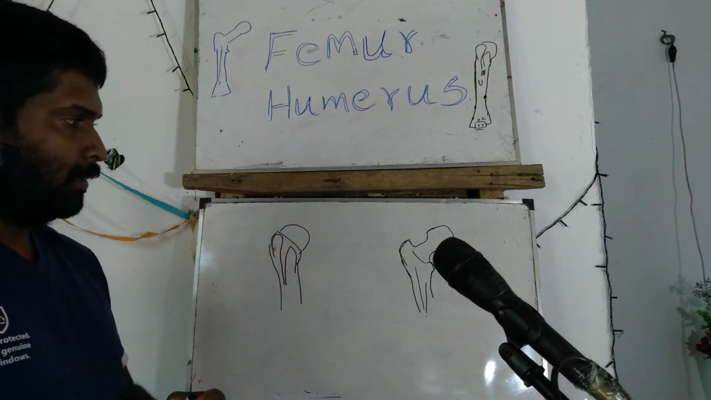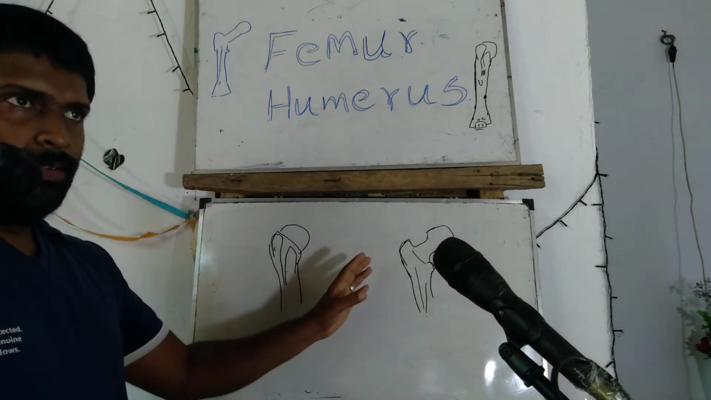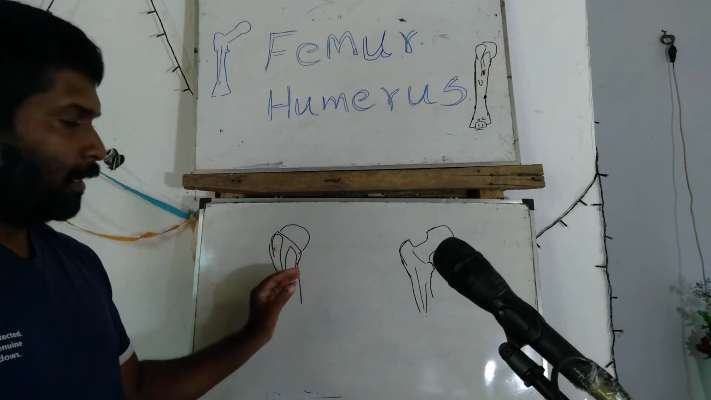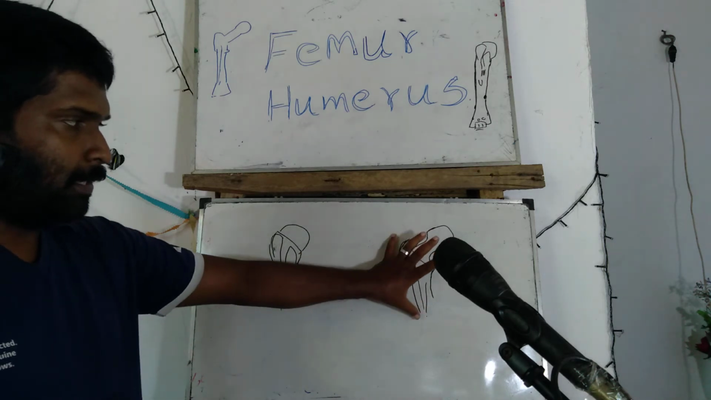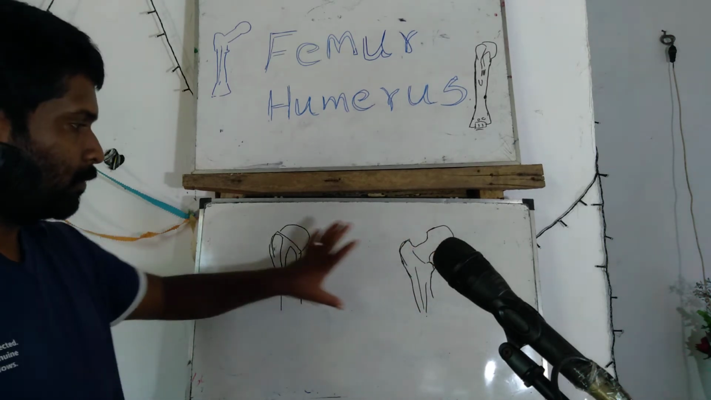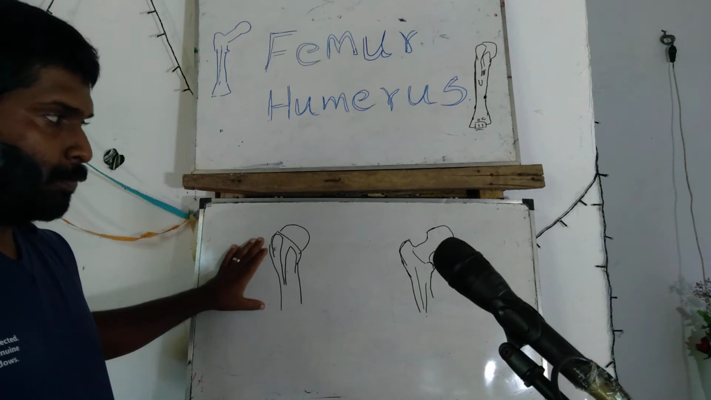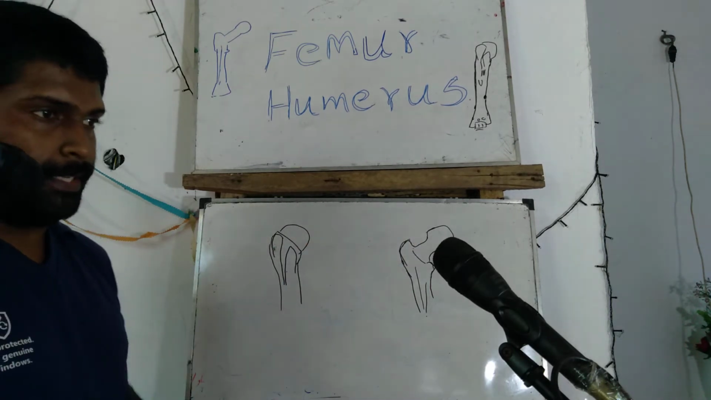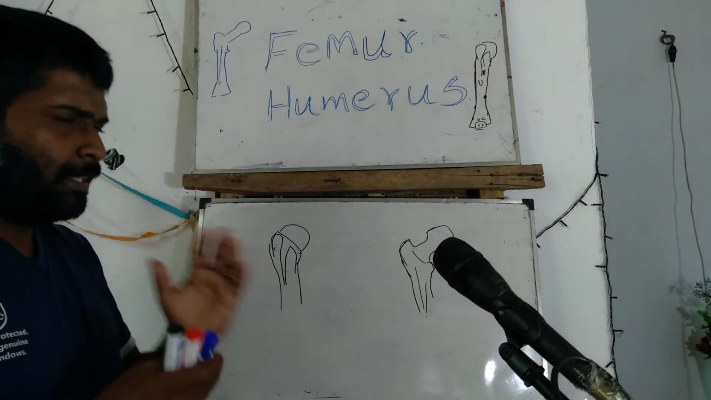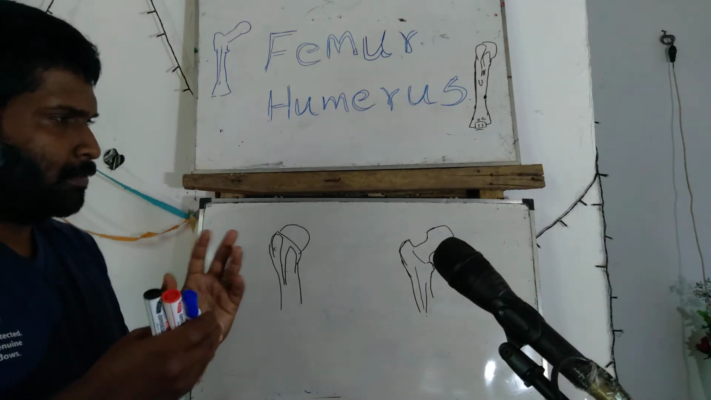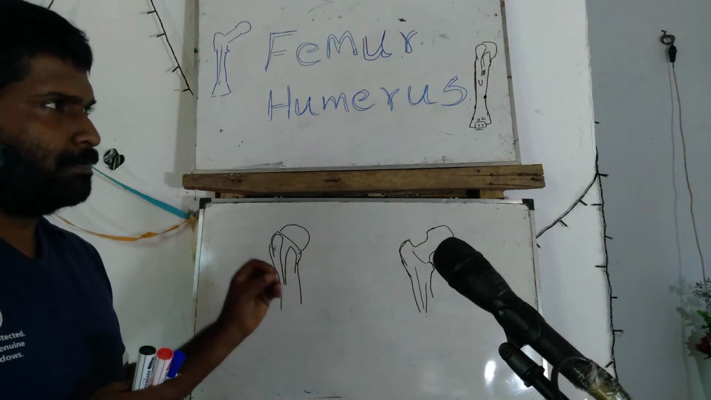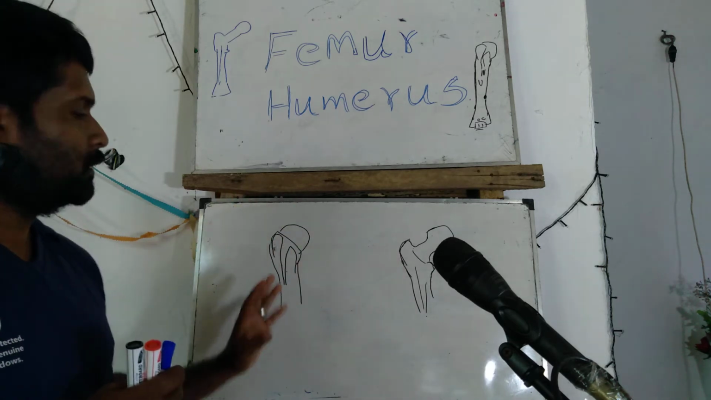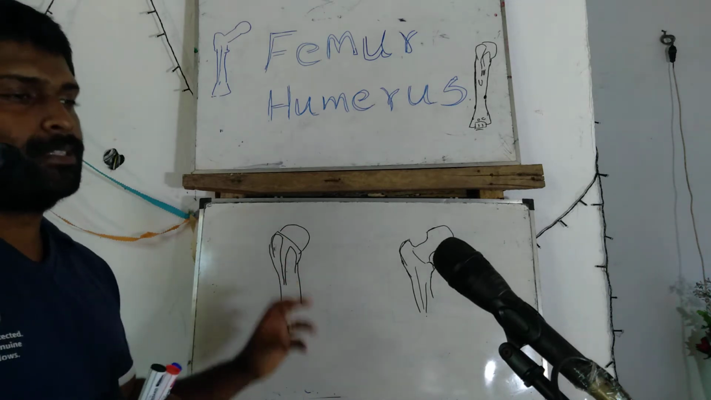Firstly, we have to get a proper idea of these prominent areas, the humerus prominent area and the femur head prominent area. It is complicated to remember these areas because of the mix-up between these two bones.